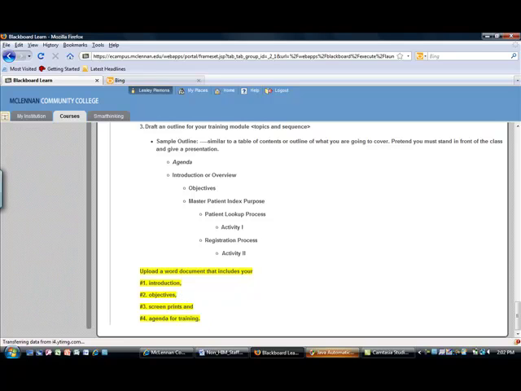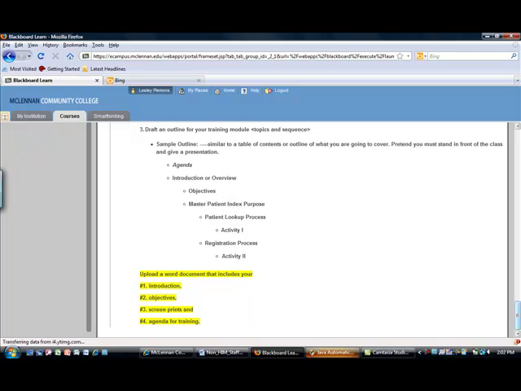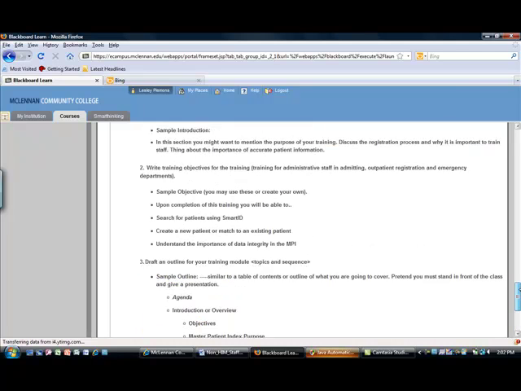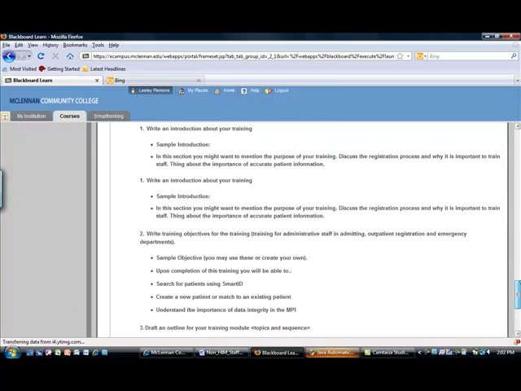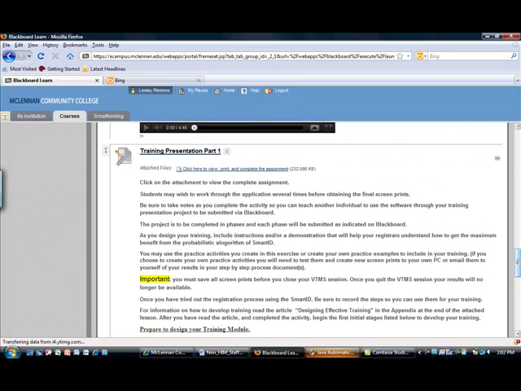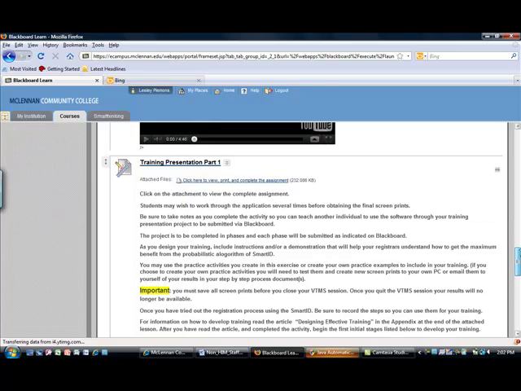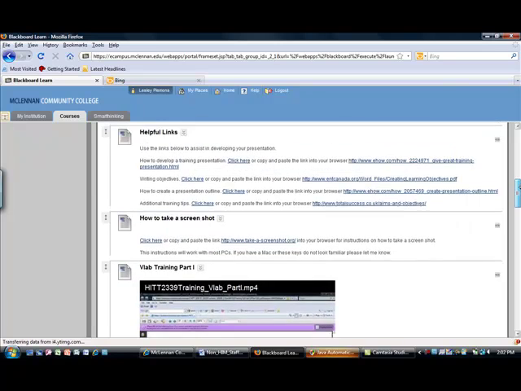So basically what you're doing is getting together an agenda, screen prints, objectives, and an introduction that you would do if you actually had to do a training session for someone, or if you had to stand up in the middle of class and teach someone how to use Blackboard or how to register patients using this software.